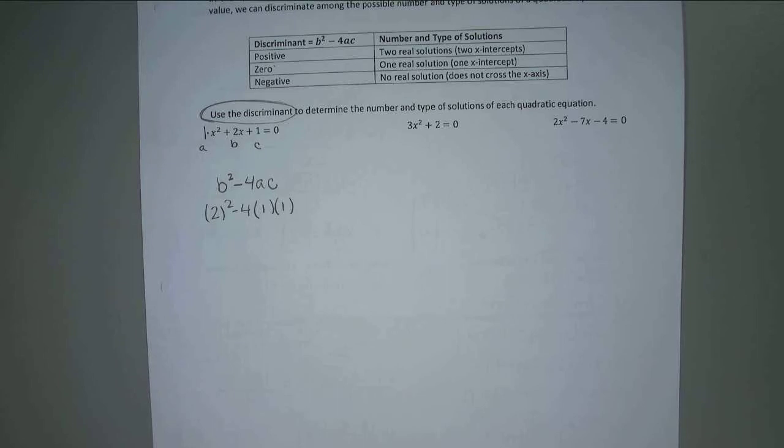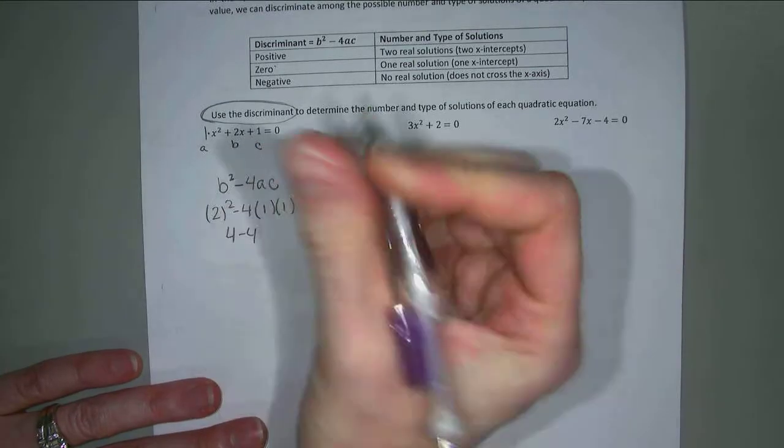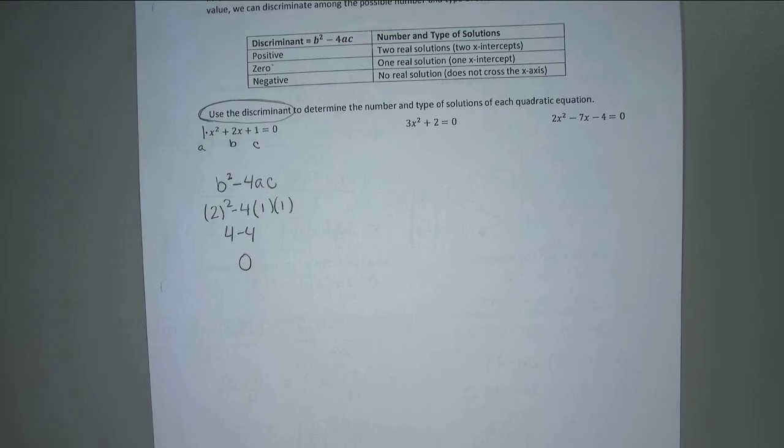What do you guys get when you square 2 and then subtract 4 times 1 times 1? Well, we'll get 4 minus 4, or 0. What does that mean? It means if we were really doing the quadratic formula, we'd have negative b plus or minus the square root of 0, but the square root of 0 is nothing. So we don't have a plus or minus part at all. We just have negative b over 2a.